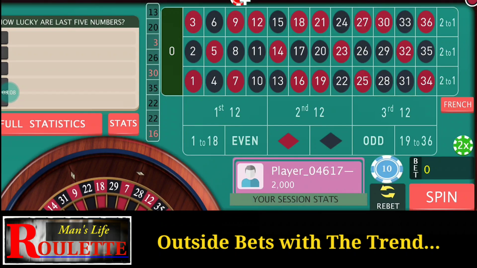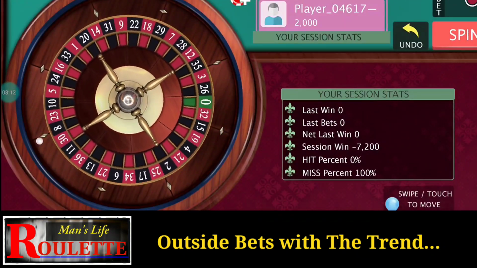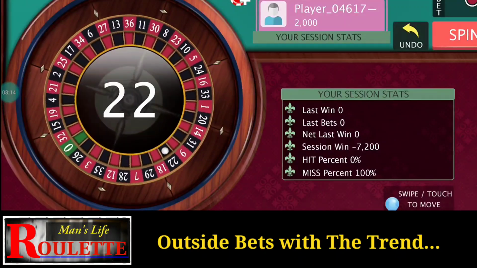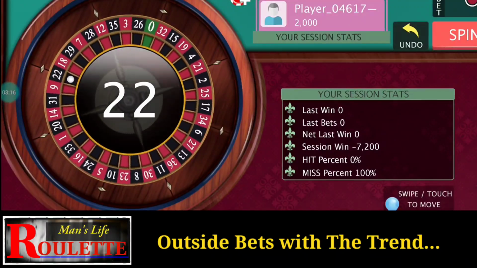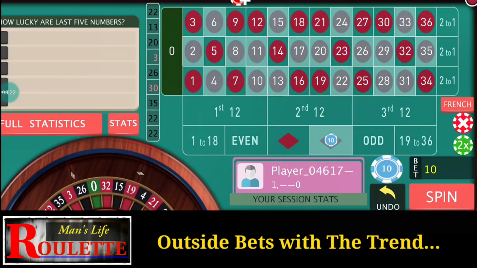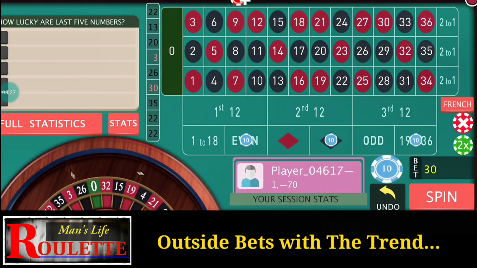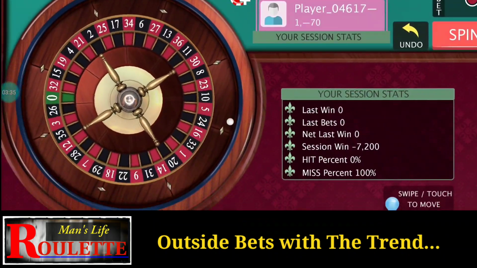So the last number was 13. Let me make another spin. New number 22. So I have to put the bets for 22. It's a black number, so I put my bets on black. It's an even number and it's a bigger number. The total bets you can see is less than 35, that's why I'm not putting anything on number 0. So let's spin.